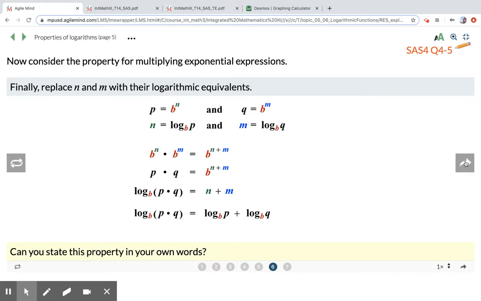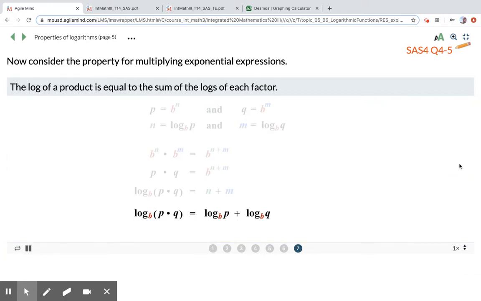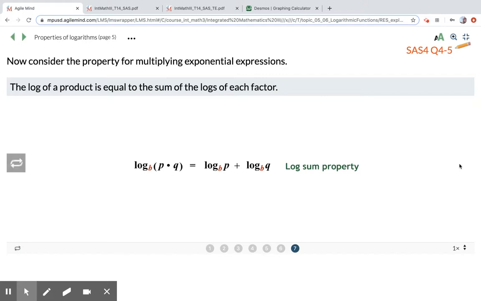Check out what just happened here. This means if I've got a log of two things being multiplied in my argument, I can actually split it up into the sum of two logs. Now notice my base never changed. And all that happened is that because the two things in my argument were being multiplied, I can rewrite them as a sum of two logs, which is a cool trick.